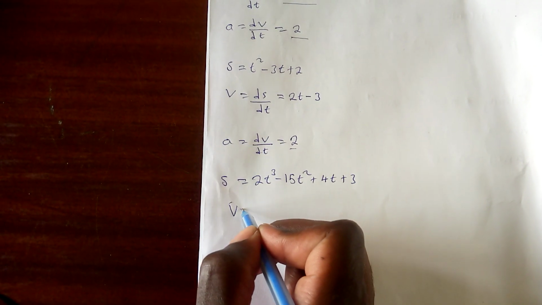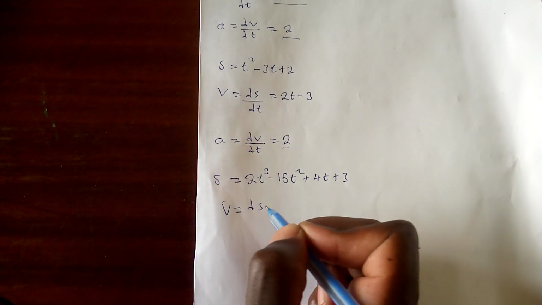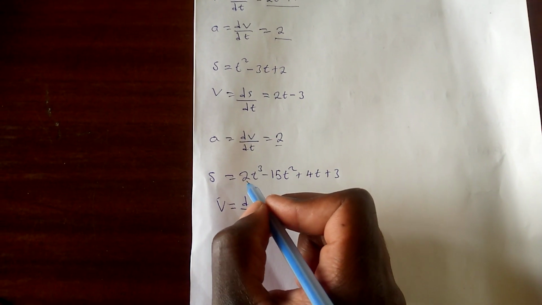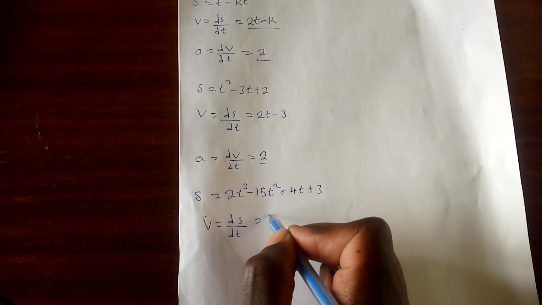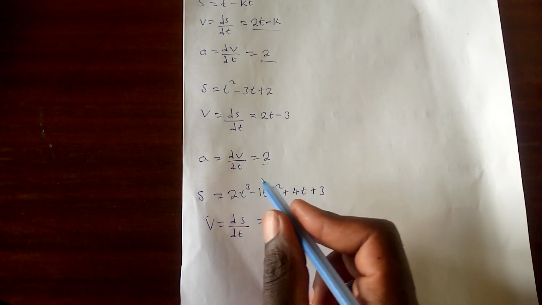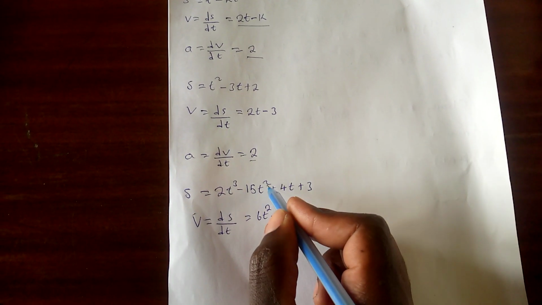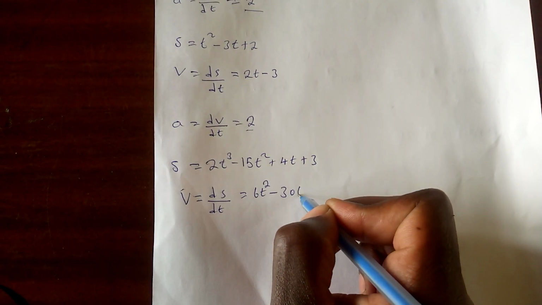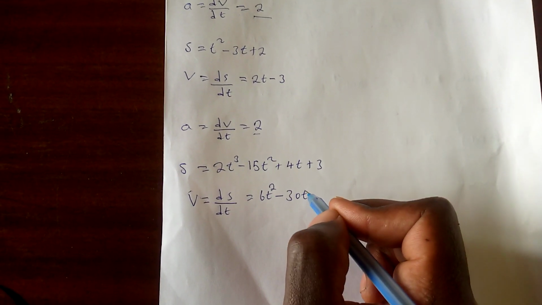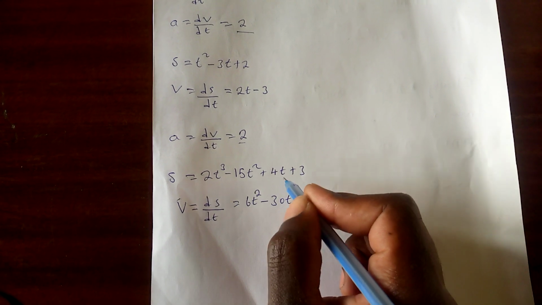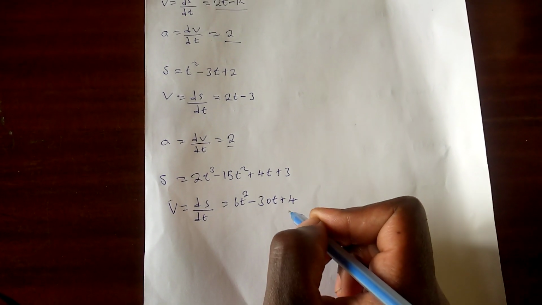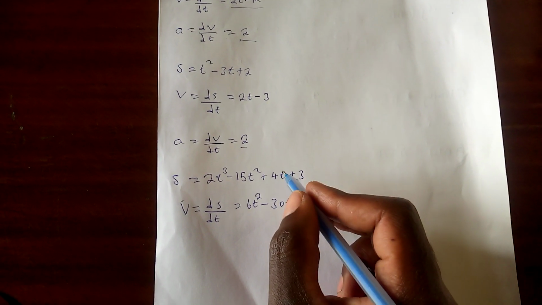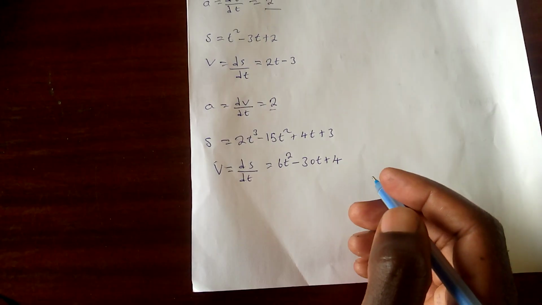So to find velocity, velocity is equal to ds/dt, which is equal to, so we drop the power, multiply by the coefficient. So we have 6t, we subtract 1 from the power, squared, minus, we drop the power, multiply by the coefficient. We have 30t, we subtract 1 from the power, we have t to the power 1, plus 4. That is, we drop the power multiplied by coefficient, we get 4, and then we subtract 1, so we're going to have 0 there. Any number raised to the power of 0 is 1. So this is our velocity.